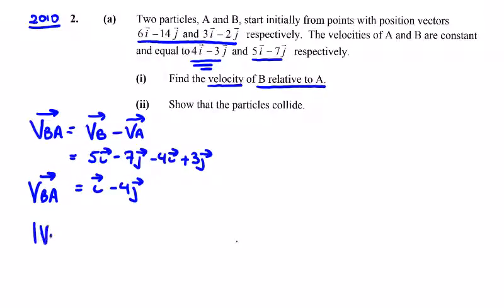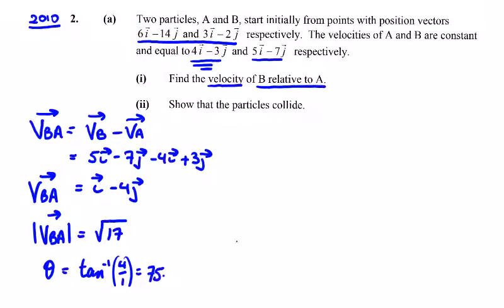The magnitude of this is equal to root 17, root 1 plus 16, and the direction is equal to the inverse tan of 4 over 1, which is going to give 75.58 degrees, and we're in positive negative territory here, so positive negative is south of east, so south of east.